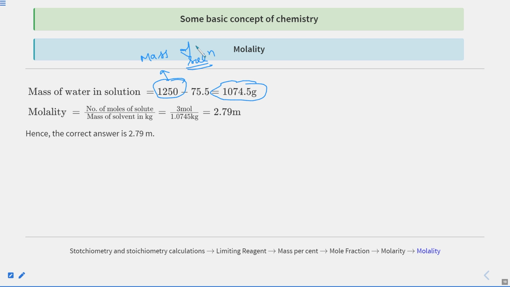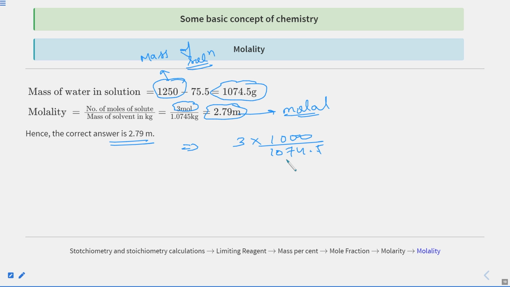So the molality formula is number of moles of solute. You can put directly the number of moles, because given mass by molar mass will be the same whether we are calculating molality or molarity. But for the mass of solvent in kilogram, or if you are putting in grams, you can put it like this: 3 moles into 1000 divided by 1074.5 gram, and you will get your answer, which is 2.79 molal. Small m means molal. Hence the correct answer is 2.79 molal.